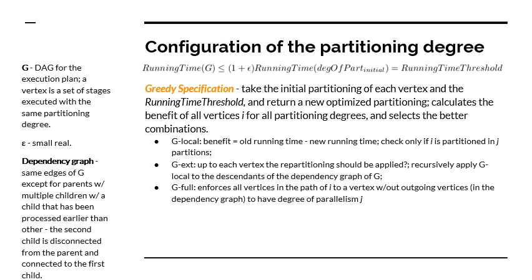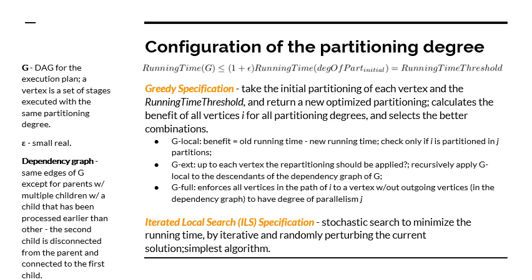The second approach applies the iterated local search in the graph by iteratively and randomly perturbing the current solution in search of a local minimum.